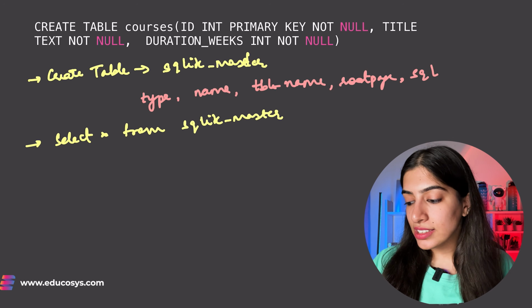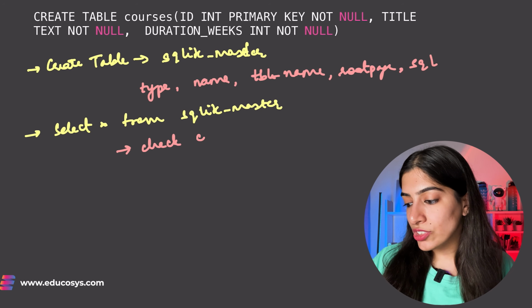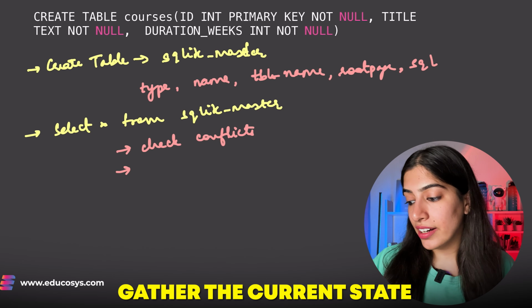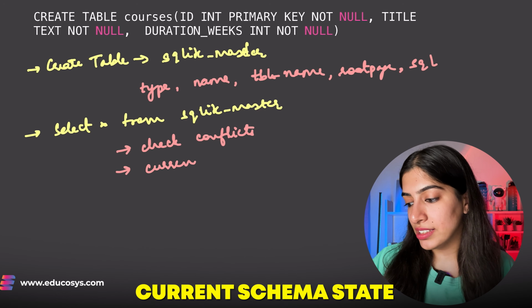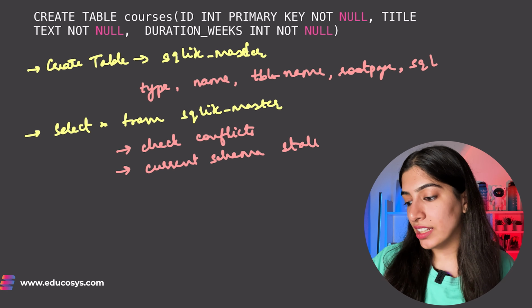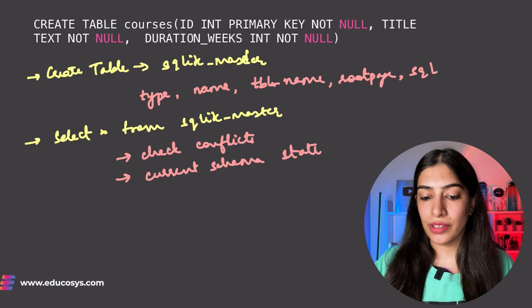Why did we run this command? Because we had to check for conflicts. So check conflicts and gather the current state. So current schema state. That is what we get from the select statement. So first we did the create statement, then we did the select all statement.